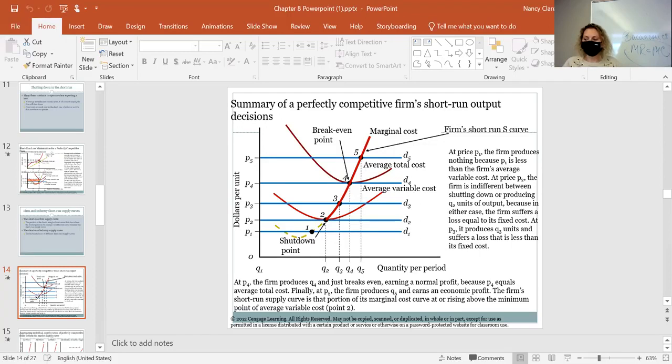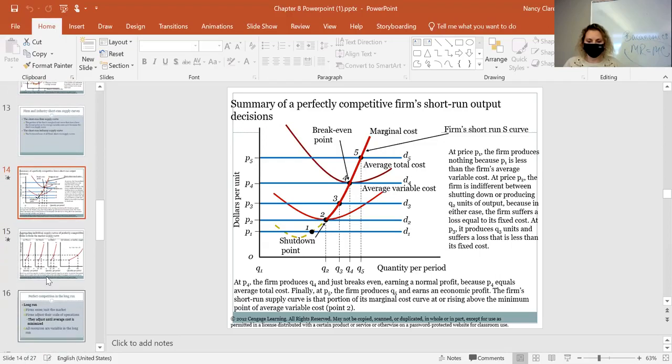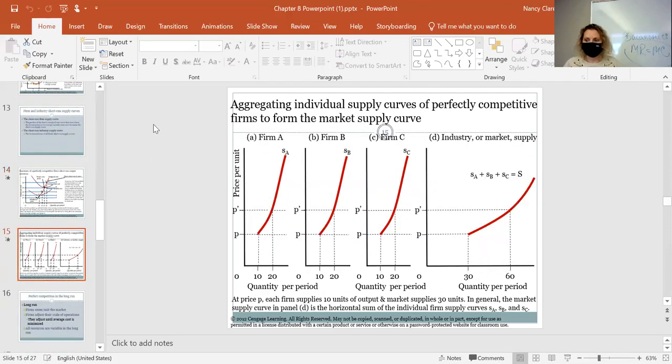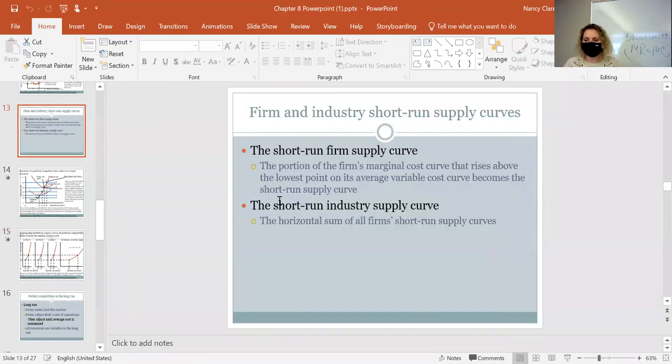Okay, let's go through one more slide. And that's this guy right here. This is easy, especially compared to everything else you've done. What this addresses is this thing right down here at the bottom. The short run industry supply curve, the market supply, is the horizontal sum of all the firms' short run supply curves that are in that market, that are in that industry, okay?